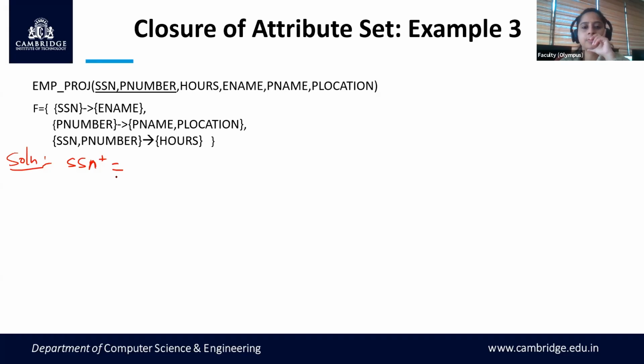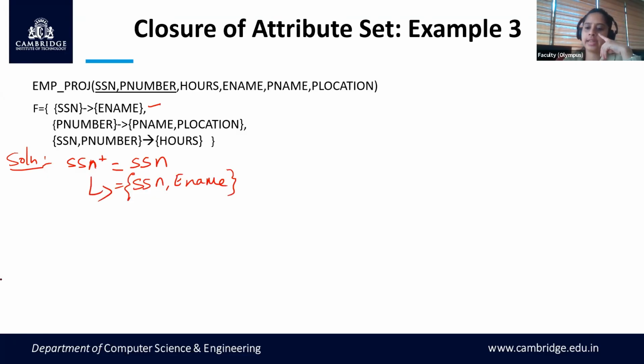Why did you get confused about this? Yes, that's the answer. SSN closure is SSN, by reflexivity. Through SSN, you can derive what? SSN tends to E name. So SSN comma E name. So this will be the closure for SSN.